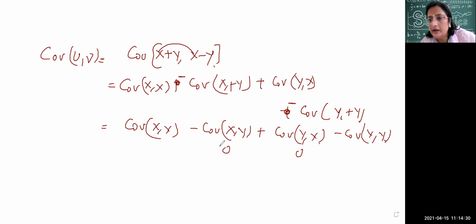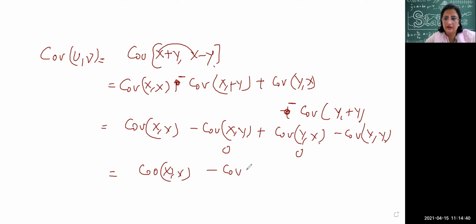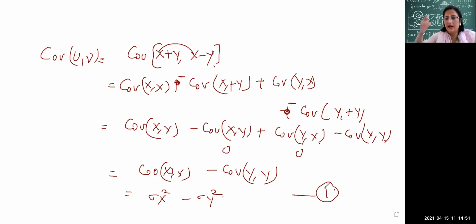When x and y are independent, covariance between x and y is 0, covariance between y and x is also 0. So you are left with only two terms, covariance between x and x minus covariance between y and y. And you know what the covariance between x and x is. This is sigma x square and this is sigma y square. So let it be number 1. So we have converted covariance between u and v in terms of sigma x square and sigma y square.